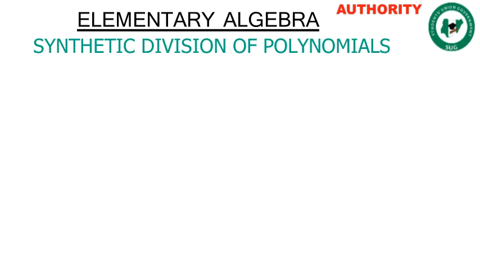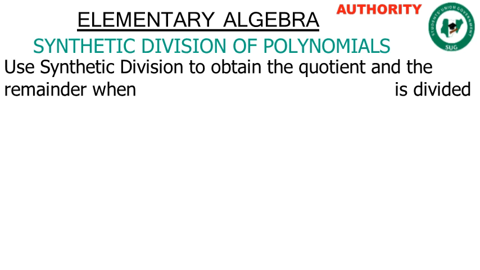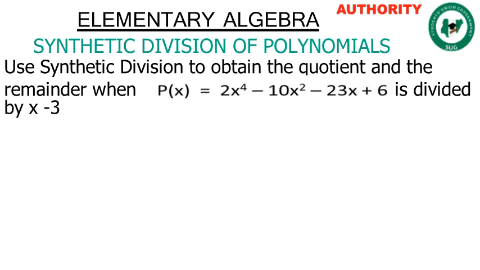Let's talk about synthetic division. Now let's take this question. Use synthetic division to obtain the quotient and the remainder when p of x, which is equal to 2x raised to the power 4 minus 10x squared minus 23x plus 6, is divided by x minus 3. Okay, so this is what we are asked to perform using synthetic division.